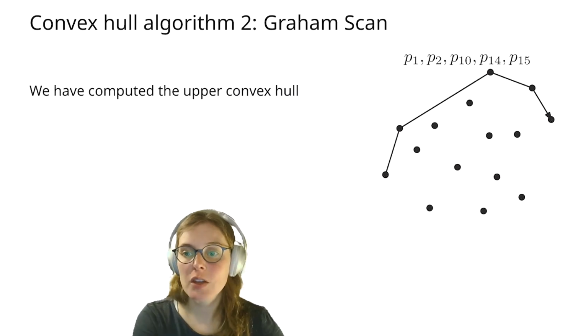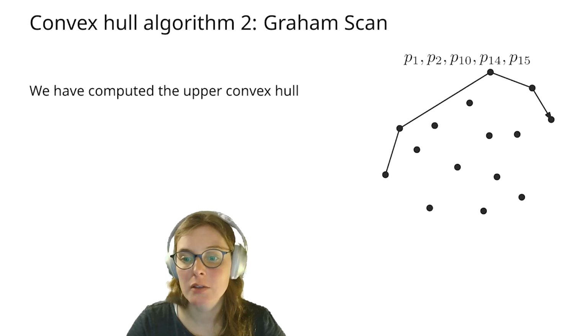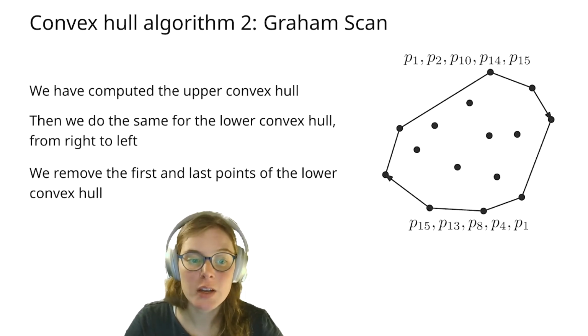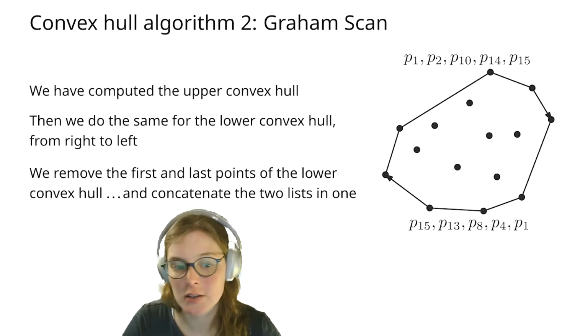So now that we have computed the upper hull of a set of points, we can repeat the same for the lower hull, and then we will concatenate these two chains, making sure that we don't have duplicate points in them.